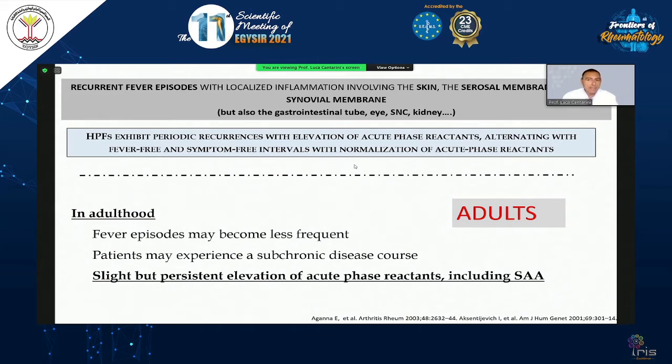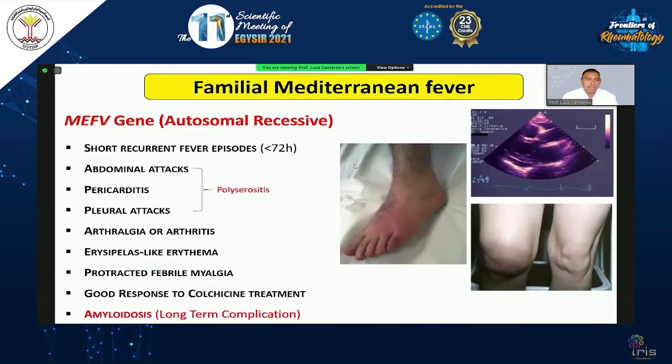The serosal membranes, usually in the form of serositis or polyserositis, and the synovial membrane, with most patients complaining of arthralgia or even arthritis. So the patients exhibit periodic recurrences with a marked elevation of acute phase reactants, alternating with fever-free and symptom-free intervals, with a spontaneous normalization of acute phase reactants. However, during adulthood, fever episodes may become less frequent, and patients may experience a chronic or subchronic disease course with a slight but persistent elevation of acute phase reactants.